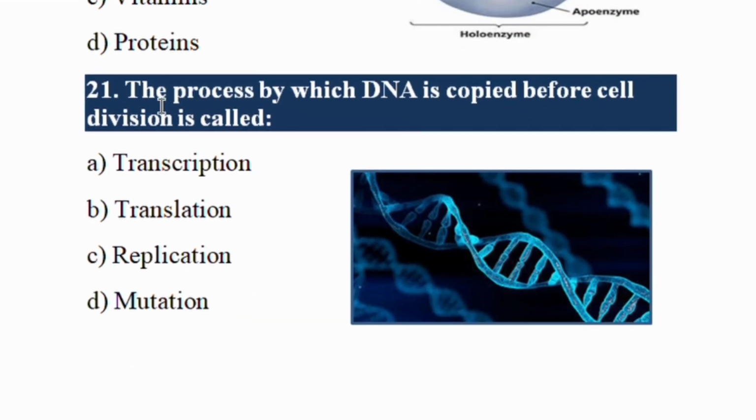The process by which DNA is copied before cell division is called transcription, translation, replication, or mutation. So the process by which DNA is copied before cell division is called replication. Charlie.